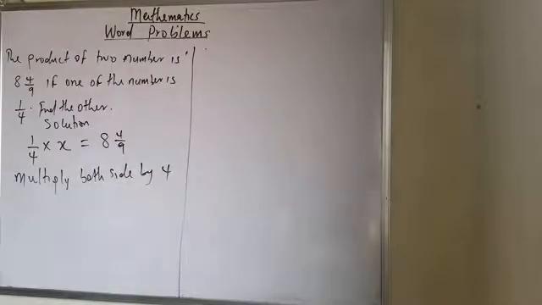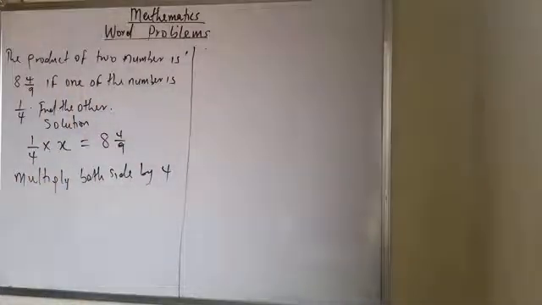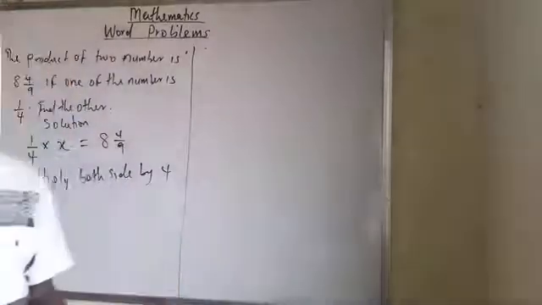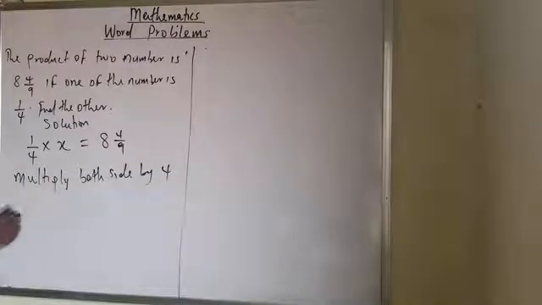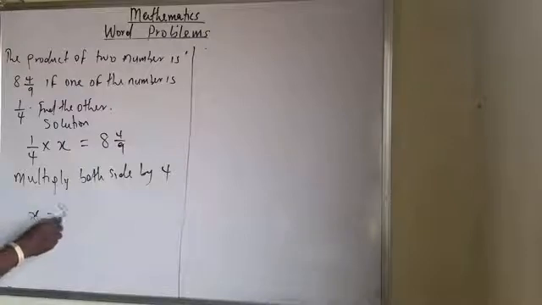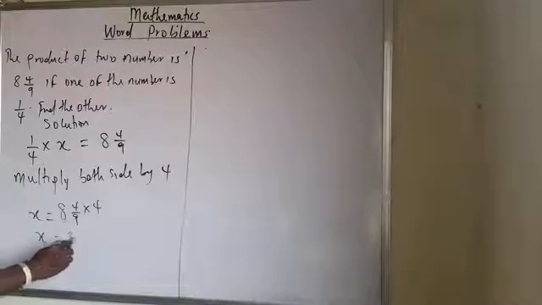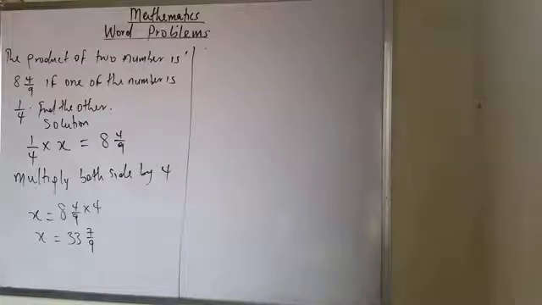Now, for your information, there is what is called expression and what is called equation. When you have an equal sign, we all know that as an equation. It means side A will surely be equal to side B. Take note of that. If I multiply this side by 4 and also this side by 4, x will be equal to 8 whole number 1 all over 9 multiplied by 4, which gives x equals 33 whole number 1 all over 3. That is my final answer.